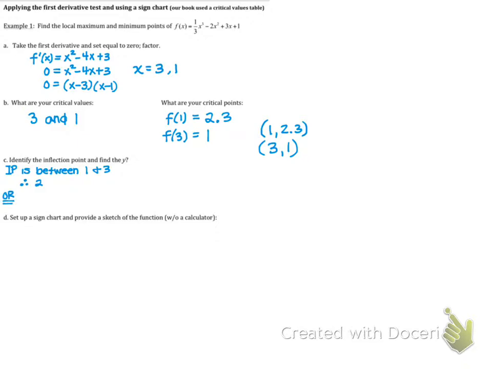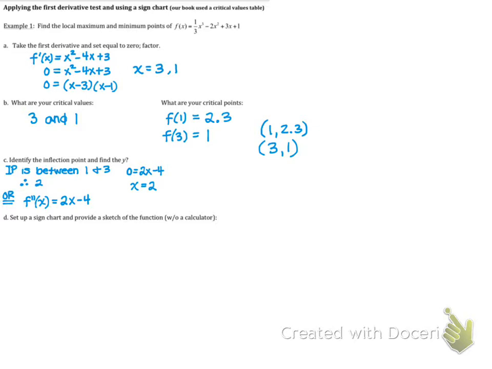I know that the inflection point exists when the second derivative equals 0. So first I need to find the second derivative. I'm going to look up top at my first derivative and do the power rule again. So 2x minus 4. Then I'm going to set that equal to 0 and solve. And when I solve, I get x equals 2.